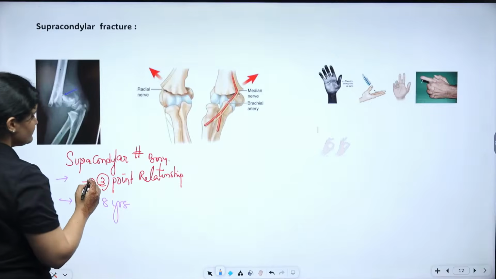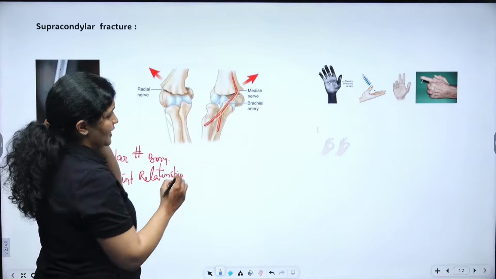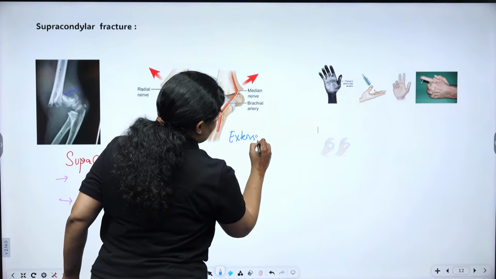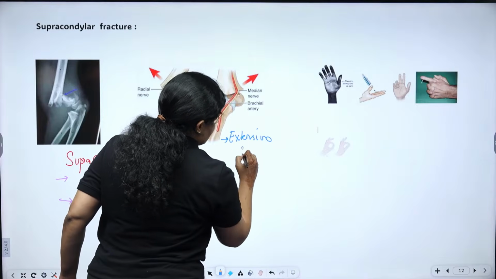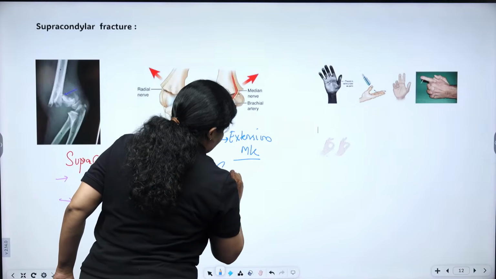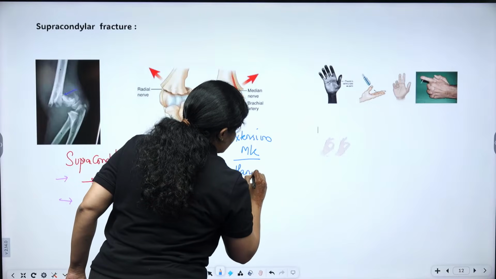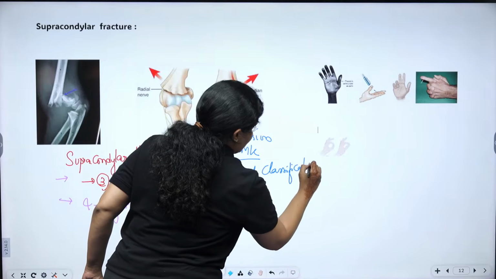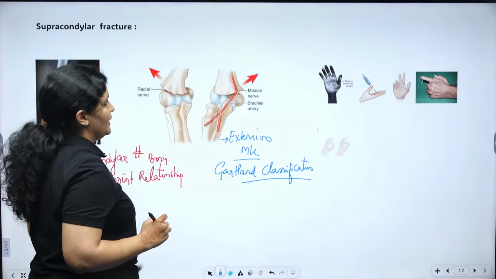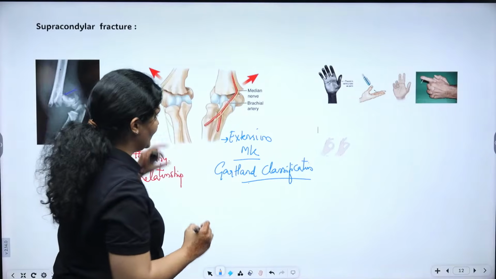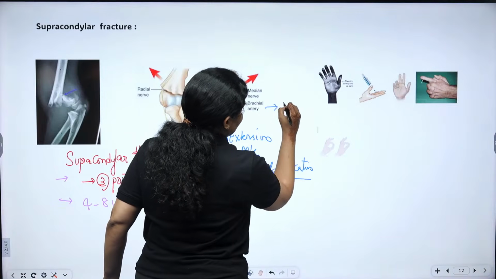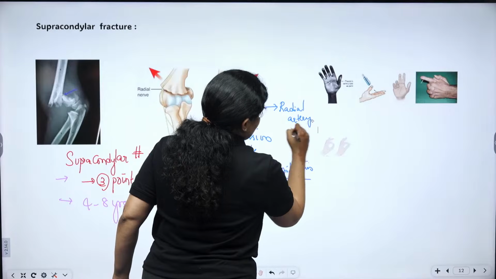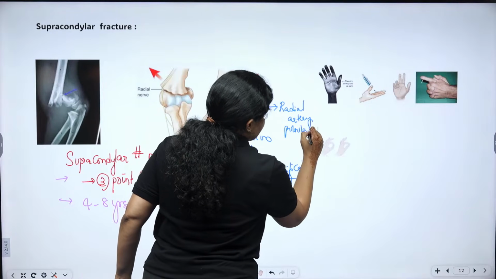Depending upon the displacement, there are two types, flexion and extension. Extension is the most common type, and there is the Gartland classification for supracondylar fracture of the humerus. Whenever it is displaced on the medial aspect, the median nerve and the brachial artery are most commonly affected. Whenever it is the brachial artery, you have to check for radial artery pulsations.